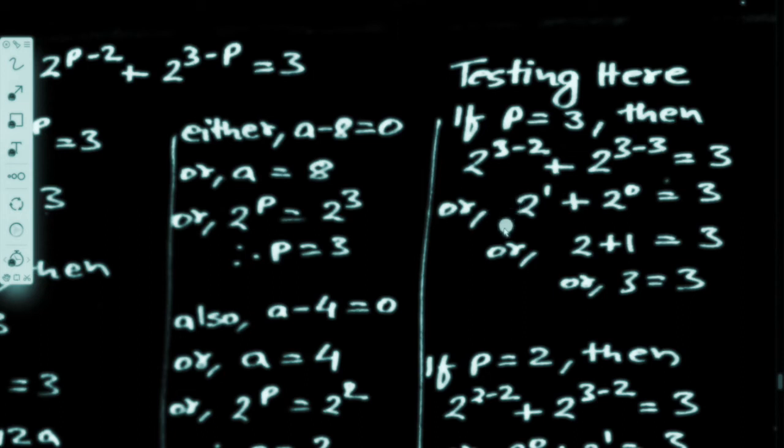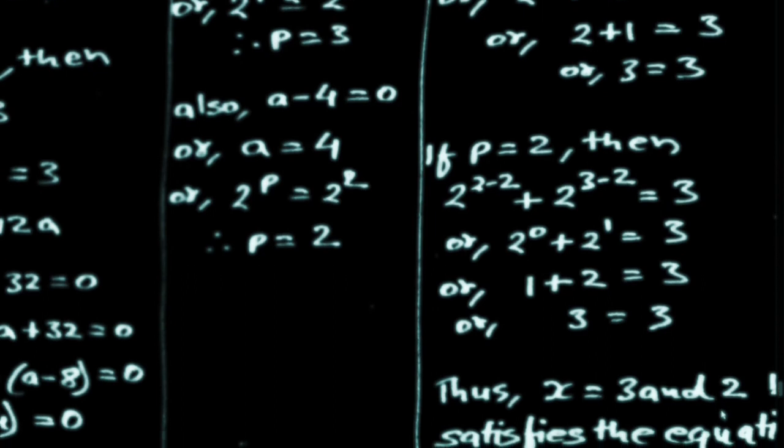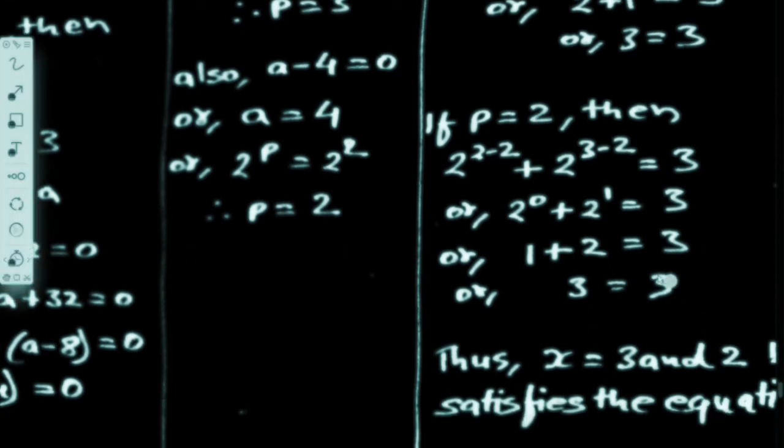In the similar way we test the value of p equal to 0. By putting it in our original equation, it becomes 2 power 0 plus 2 power 3 minus 0 equal 3. 2 power 0 is 1, plus 2 power 3 minus 2 is 1, so 2 power 1 is 2, equal 3. Or 1 plus 2 is 3, 3 equal 3.